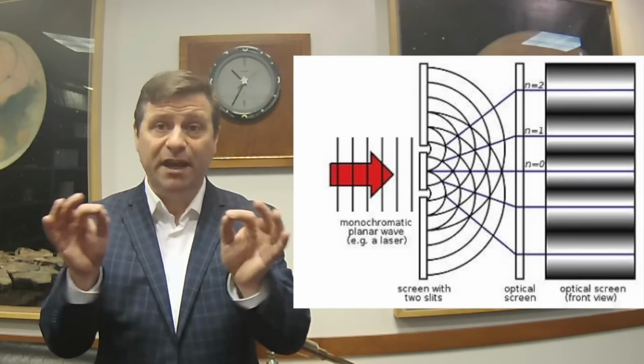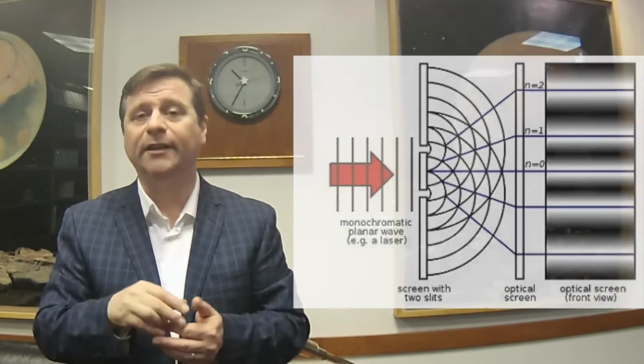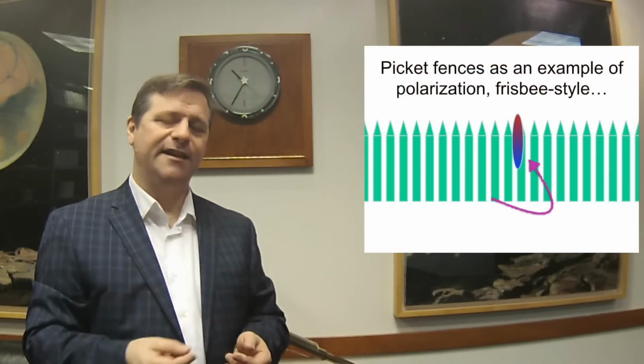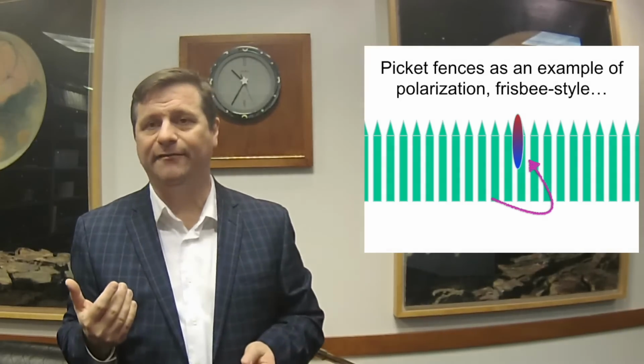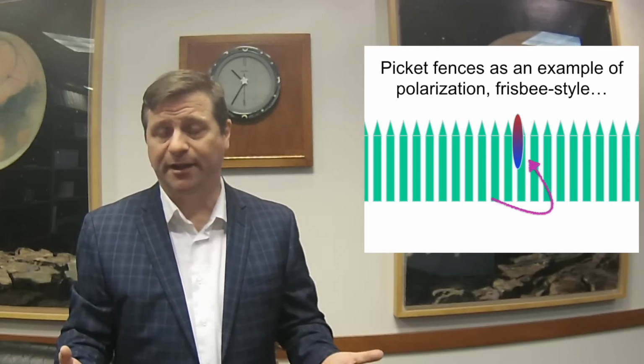Now, if the slit's really big compared to the amplitude or wavelength of light, then it can make it through in any direction. But if it's longer, then the slit will determine which way it can go through. Just in the same way that a frisbee thrown at a picket fence, if it's going end over end, can slide between the slats of the picket fence. But if it's going flat, like a frisbee normally does, it gets blocked by the picket fence.